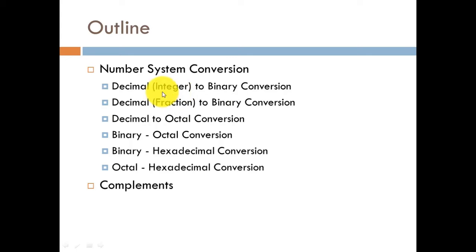That is how we are going to convert our decimal integer into binary, which will be followed by decimal fraction to binary conversion. I mean, if the number is a decimal fraction, how we are going to convert it into the binary number system. Then decimal to octal conversion. Then we are going to discuss binary to octal conversion, followed by binary to hexadecimal, and at last octal to hexadecimal conversion. Then we will conclude this lecture by discussing the complements.